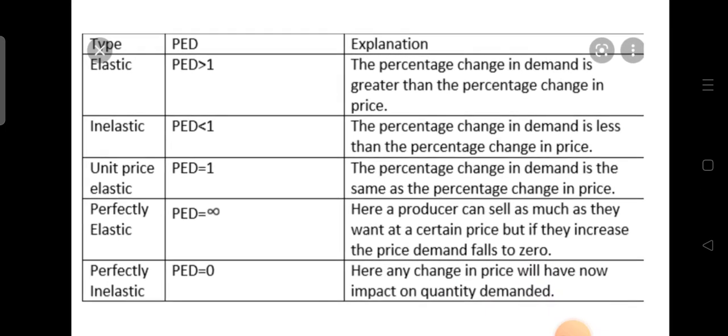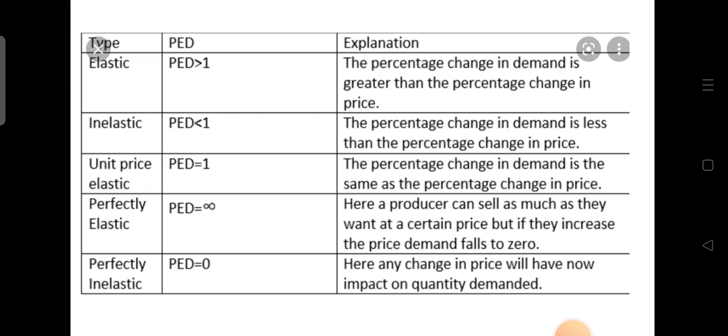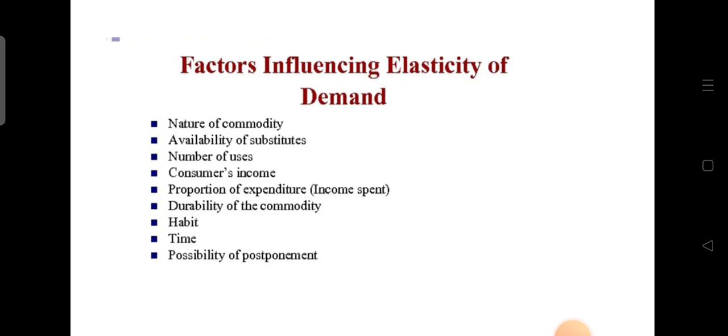So these I have put in a tabular column, where it will be easy for you to understand. When Ep is greater than 1, the percentage change in demand is greater than the percentage change in price, and it is called elastic. When it is less than 1, the percentage change in demand is less than the percentage change in price, and it is called inelastic. When Ep is equal to 1, the percentage change in demand is the same as the percentage change in price. When it is infinity, the producer can sell as much as they want, and when Ep is equal to 0, any change in price will have no impact on quantity demanded. This is regarding the different types of price elasticity of demand.